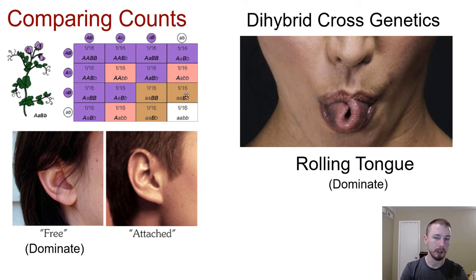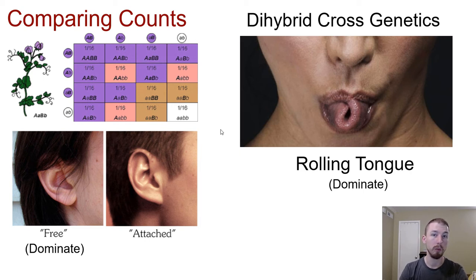So for example, here we have rolling a tongue, which is a dominant trait. Most people will be able to roll their tongues. If you can't roll your tongue, that's because it's a recessive trait, but of course that would be much more rare. And having free earlobes that are not attached is a dominant trait, but having attached earlobes would be a recessive trait. So you can figure out where you would fit in these. Both of these are actually controlled by the same gene, which is kind of cool.